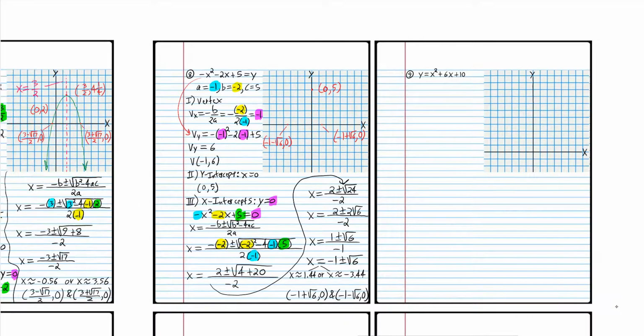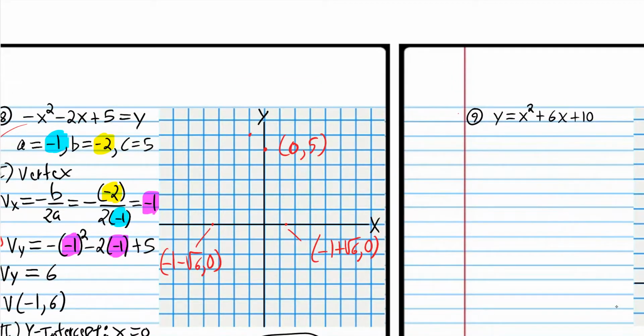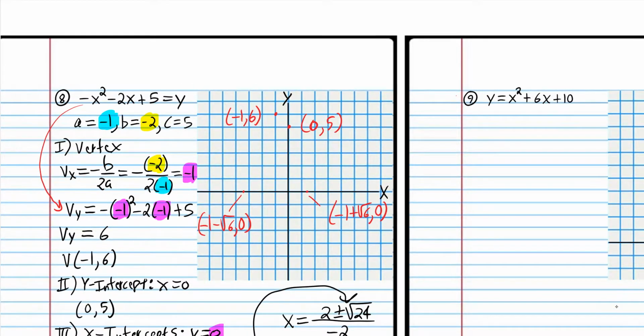And the vertex is -1, 6. Should be about here. And now we can just connect the dots. I'm going to have to move those coordinates over. Okay, and now we just have to draw the line of symmetry and write its equation.